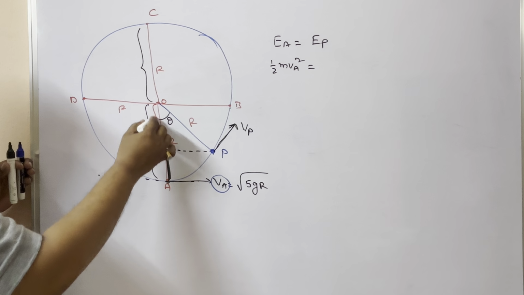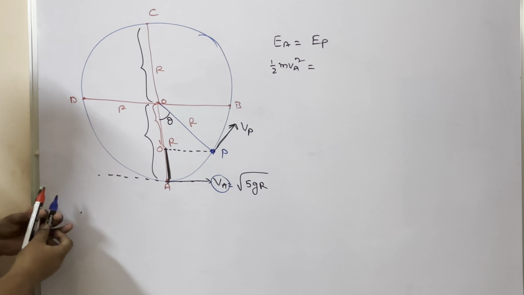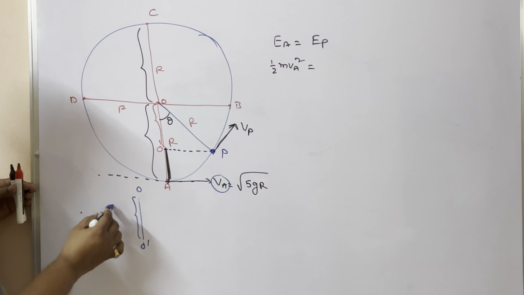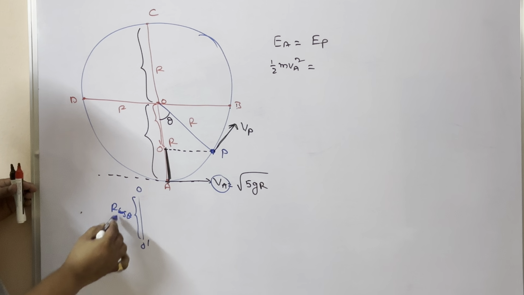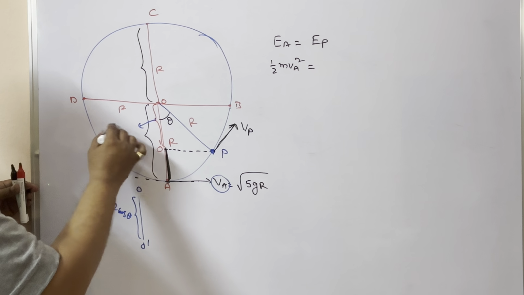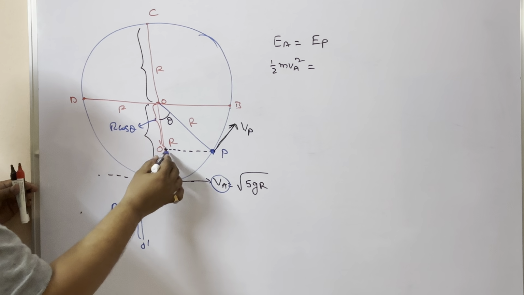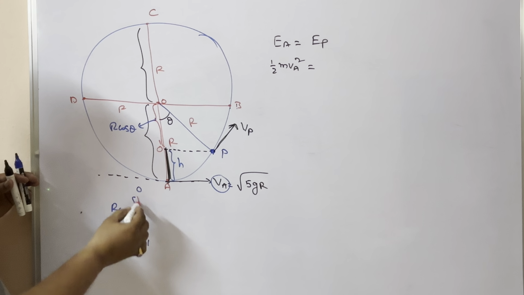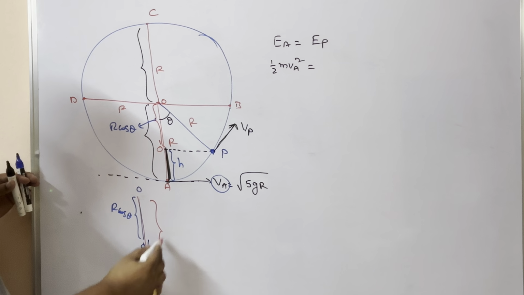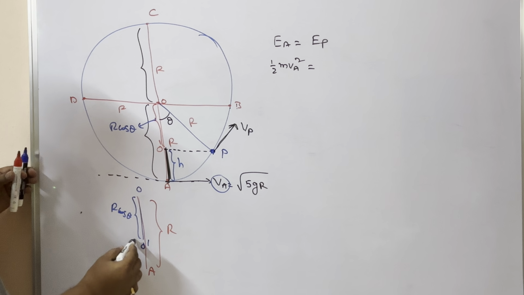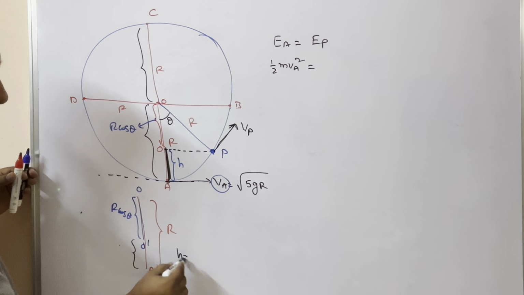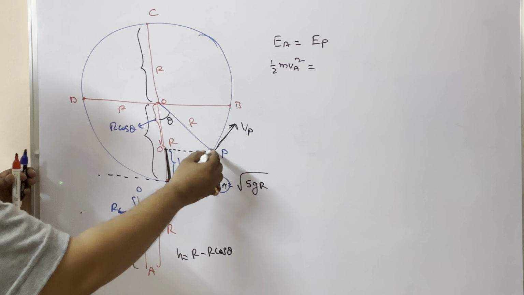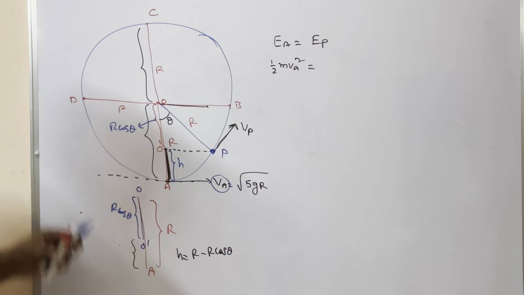Now, what is O dash from the diagram? So, O dash is going to be R cos theta. If you see, this is going to be R cos theta. So, we want this height. So, what is OA? OA is going to be R. Now, from this, what is this height? H is equal to R minus R cos theta. So, horizontally you are going to get R sin theta.